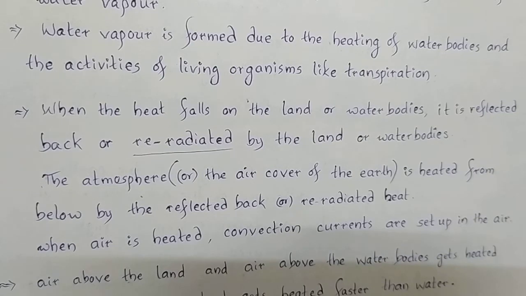Water vapor is formed due to the heating of water bodies and the activities of living organisms. Transpiration is an activity of plants which results in the formation of water vapor. And when water bodies like the oceans are heated, evaporation of water takes place, so water vapor is present in the air. So the heating of air and the formation of water vapor result in cool breezes, strong winds, rains, gentle breezes, and even sometimes storms. Right.